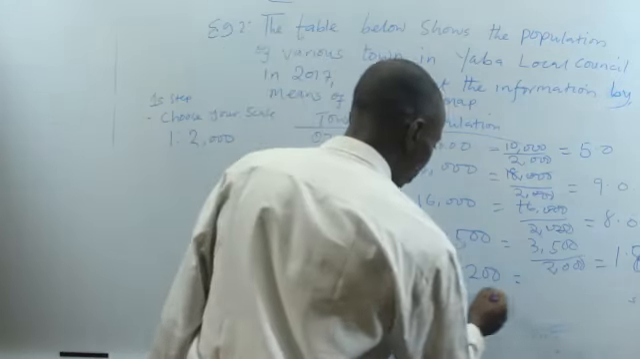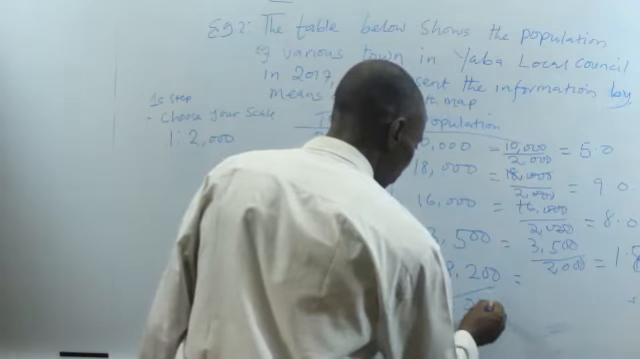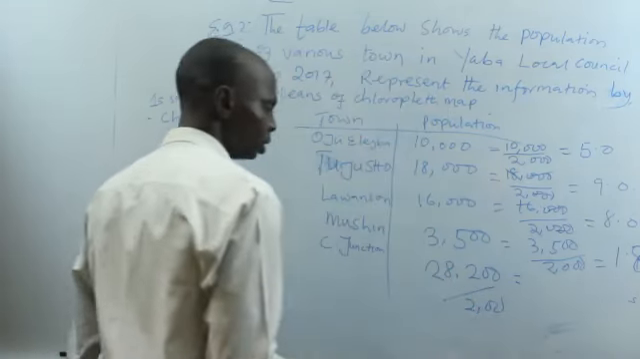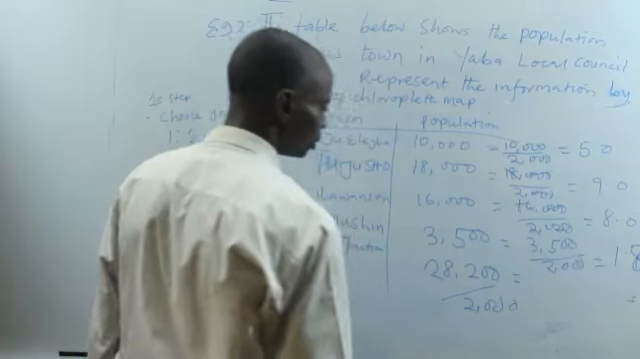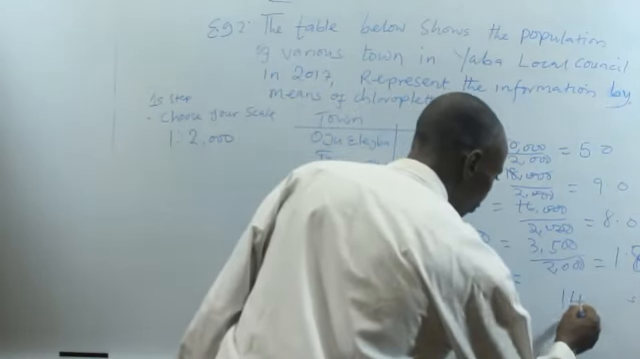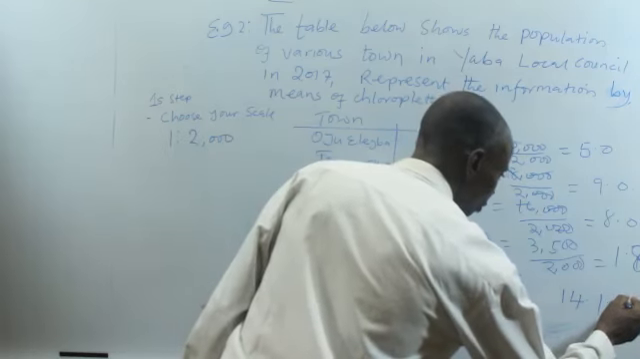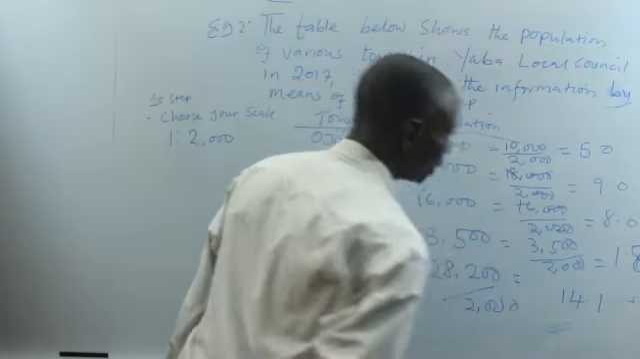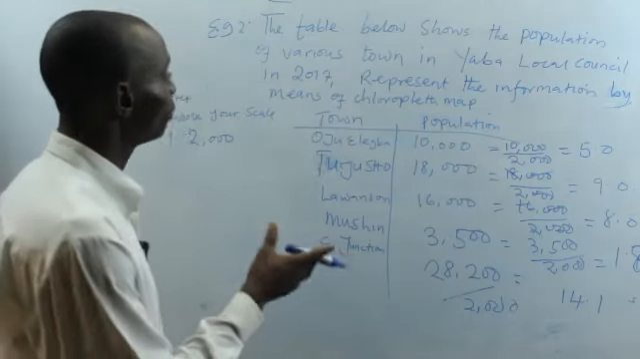28,200 by 2,000, by 2,000, that gives 14.1. So we have solved this.